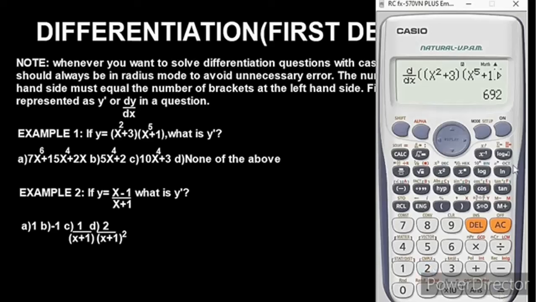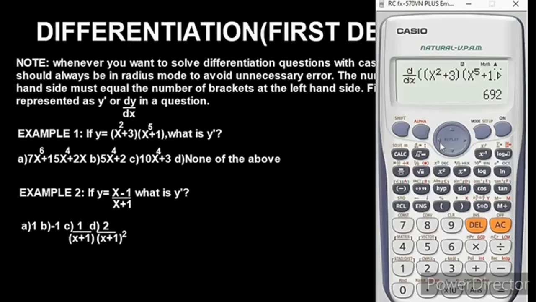So we have 692 here. So what we do next will be to evaluate each and every one of these options to see the option that gives us the same value we have gotten here. Okay, before we evaluate each and every one of these options, let me show you why you should make sure that the brackets are balanced.